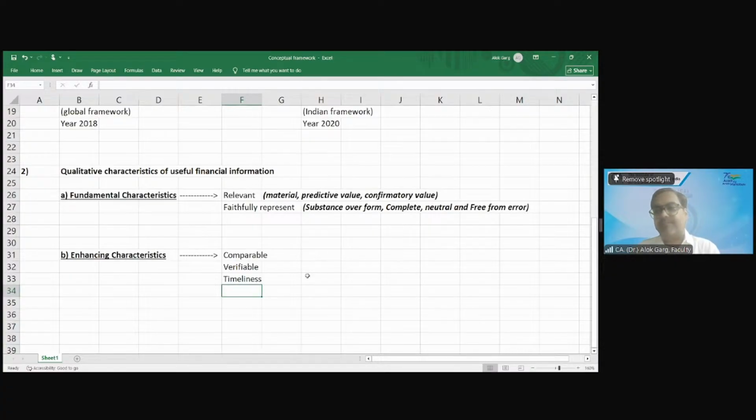Then what is the last one? Understandable. Your financial statement should be understandable. Means your financial statement should not be in English with a lot of jargons.